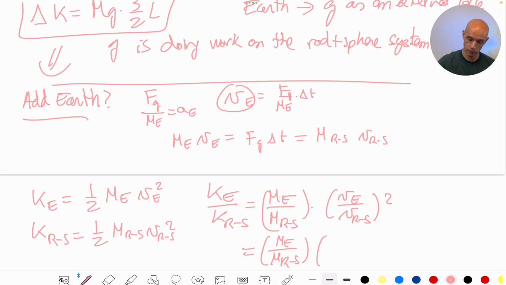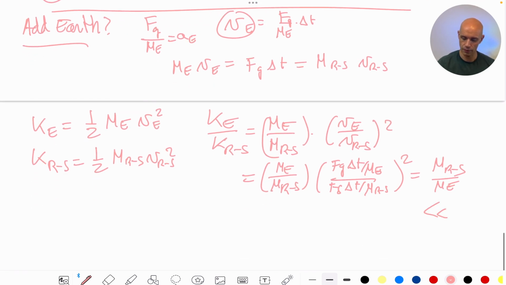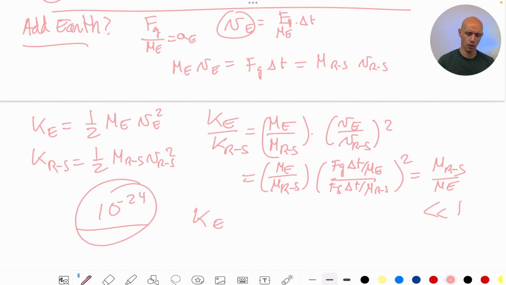Now, if you substitute what we derived here, approximately, we basically have that this ratio is the ratio of the masses. We have Fg delta T divided by Me for the Earth and Fg delta T by the mass of the rod sphere system. So you can see how this simplifies to this, which is much less than 1, of course. This is like 10 to the minus 24, without units. So the Earth gains some kinetic energy while it's falling, but it is completely negligible.